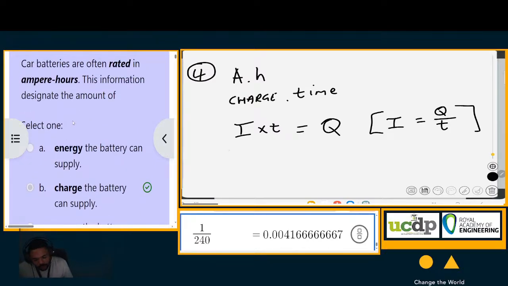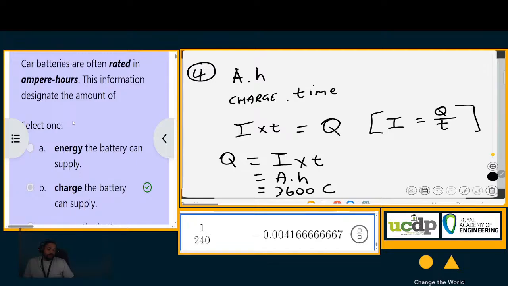You can actually work this out. Q is equal to I times T, right? We've just determined that. That is amperes per unit hours, ampere hours. But you can actually write this just purely in coulombs, okay? 1 ampere hour actually is equal to 3,600 coulombs of charge. So that's 1 ampere hour.